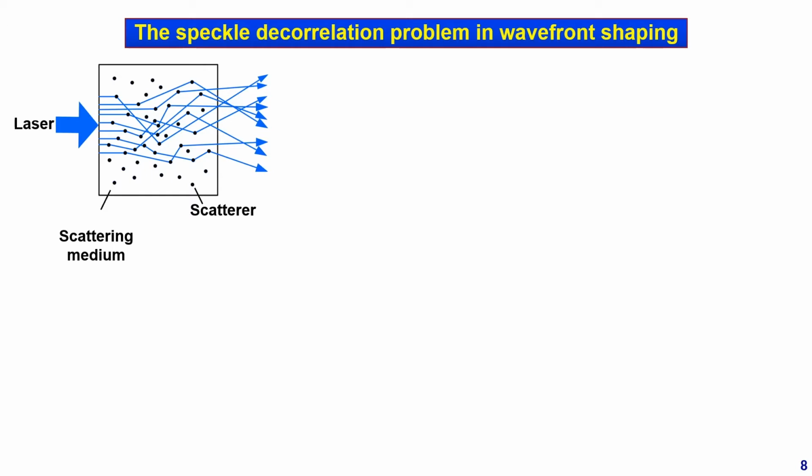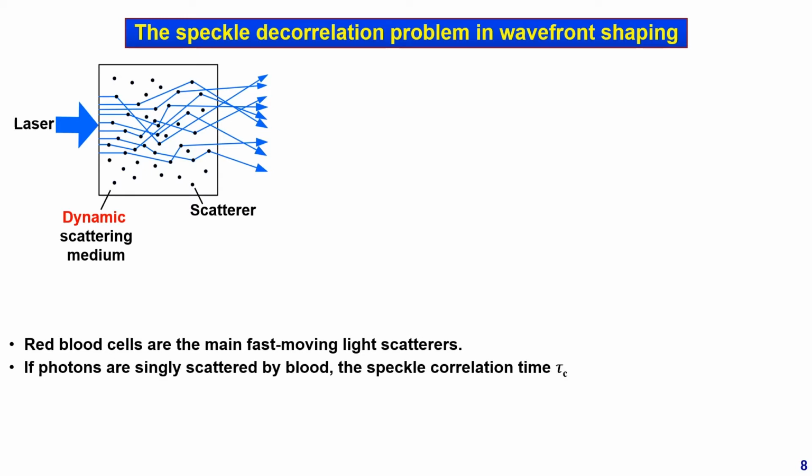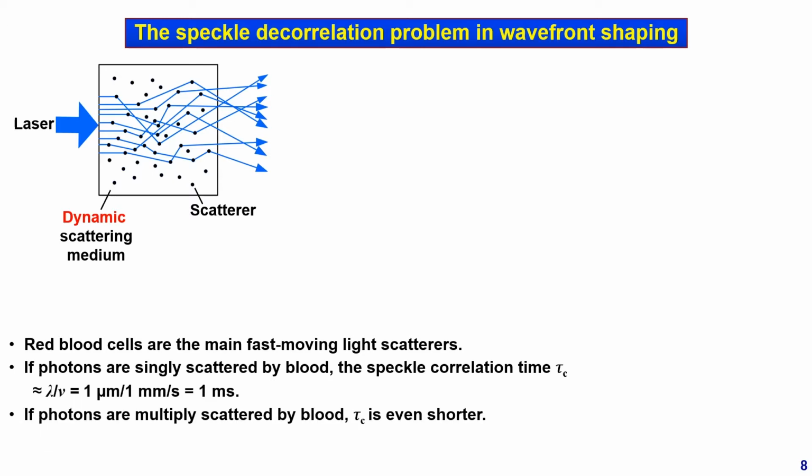Living biological tissue is not only a scatter medium, but also a dynamic scatter medium, where all these light scatters keep moving due to physiological motions such as breathing, heartbeat, and blood flow. Red blood cells are the main fast-moving scatters. If photons are singly scattered by blood, the speckle correlation time tau c, which quantifies how fast speckle pattern changes, can be estimated by lambda over flow speed, which is on the order of a millisecond. The speckle correlation time is even shorter if photons are multiply scattered by blood.